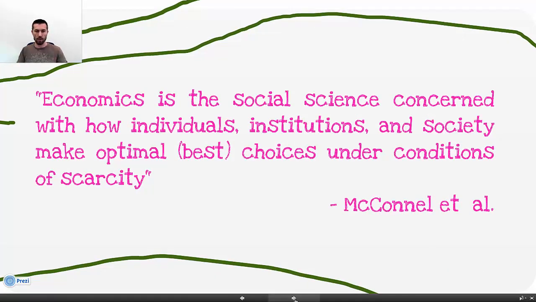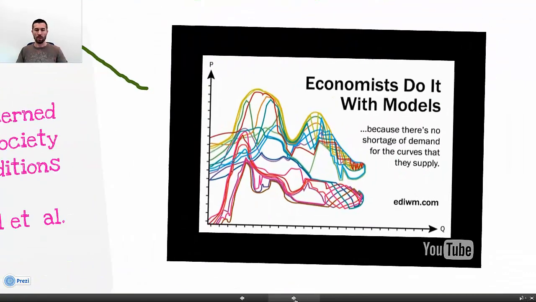Here's one from McConnell. It's a lot shorter. Economics is the social science concerned with how individuals, institutions, and society make optimal or best choices under conditions of scarcity. Okay, I've got some more options for you.